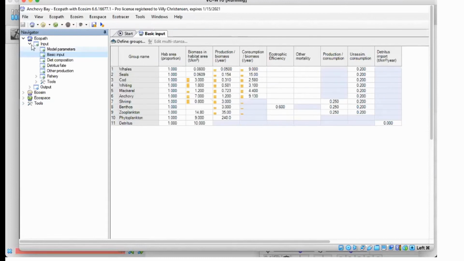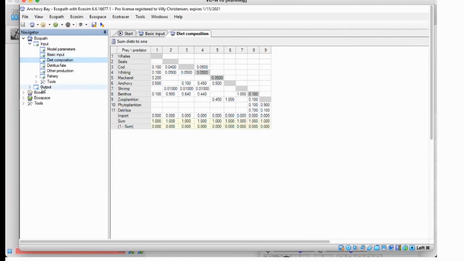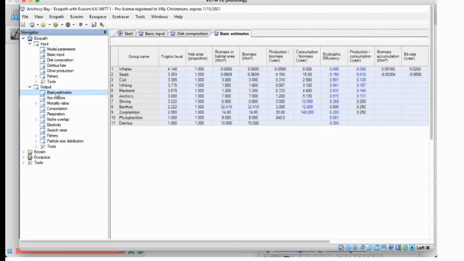So, basic input. Here we have the various groups that you're looking at. One thing you notice is these yellow lines here. They basically mean that we have defined pedigree. So they're giving us an idea about the pedigree even from this screen, which is pretty neat, because you're more likely to change the things with low pedigree than the ones with higher. When you're getting used to your data and what's in your model, this is an important aspect of it. Generally, what you do when you have a model is you get your basic inputs, you get your diet compositions in, and then you go to basic estimates to see your output parameters, maybe a balanced model.